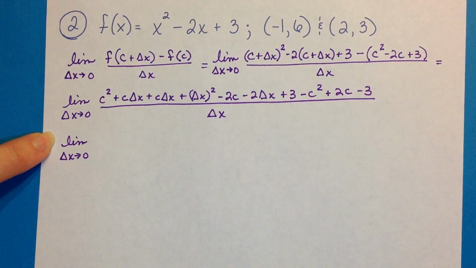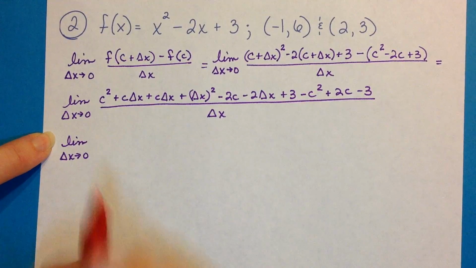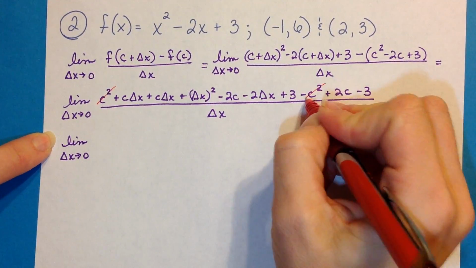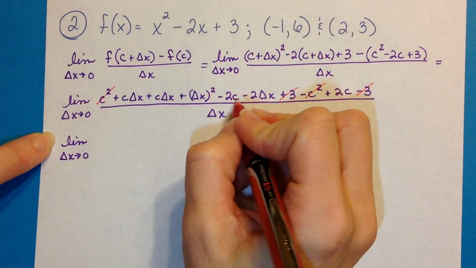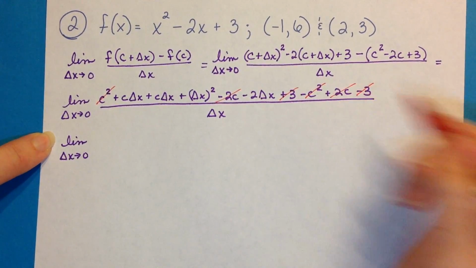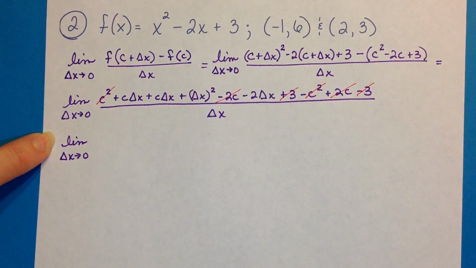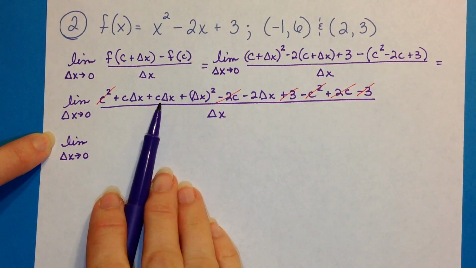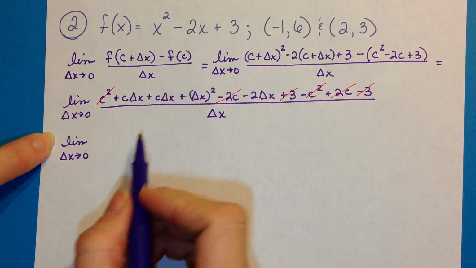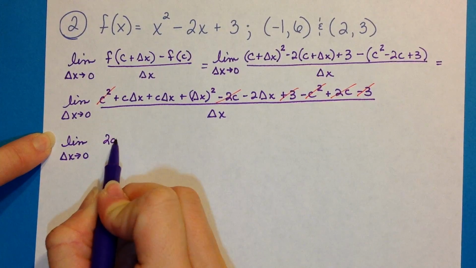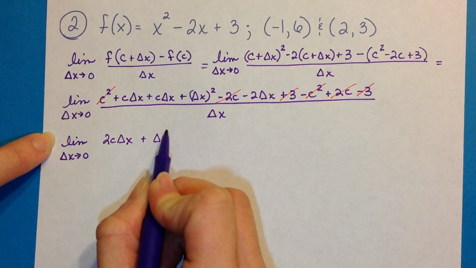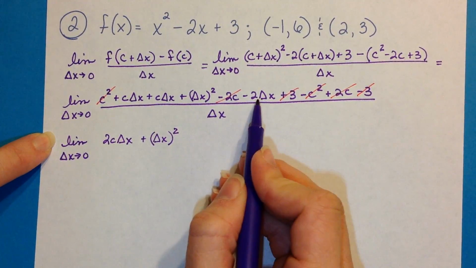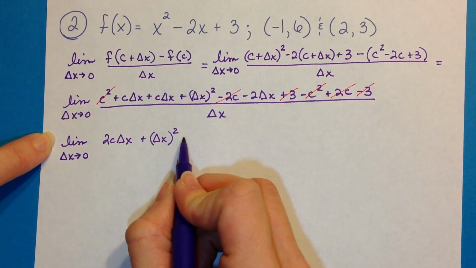Okay, now combining like terms, your c squares are going to add out. Your 3's are going to add out. Your 2 c's are going to add out. Okay, I can combine these two together. Those would be considered like terms. So that's going to give me 2c delta x plus delta x squared. And then I still have this minus 2 delta x.